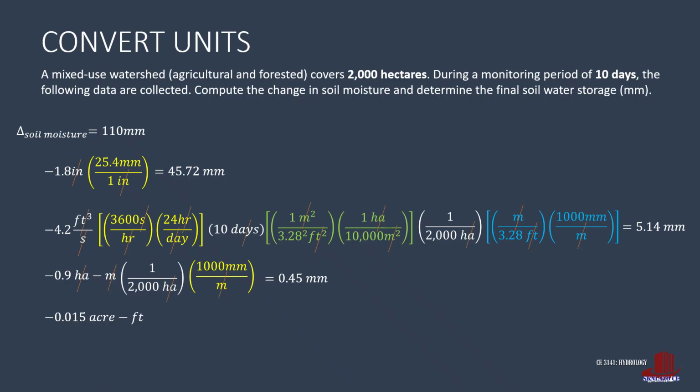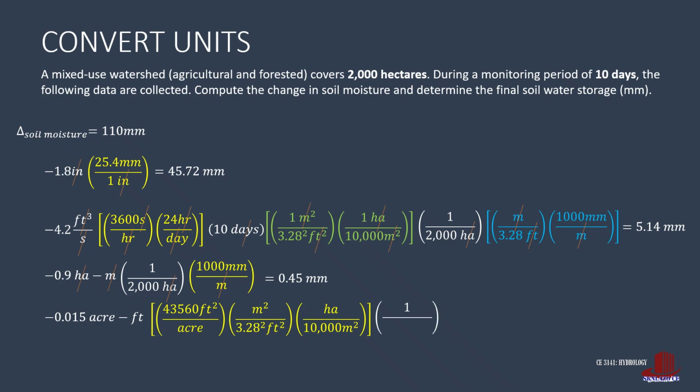Moving on to 0.015 acre feet. Take out acre by multiplying the conversion factors of 43,560 square feet per acre with 3.28 squared in square feet as to a square meter. Then multiply 10,000 square meters is to a hectare. Then now divide the term by the catchment area of 2,000 hectares, and this totally eliminates hectares.